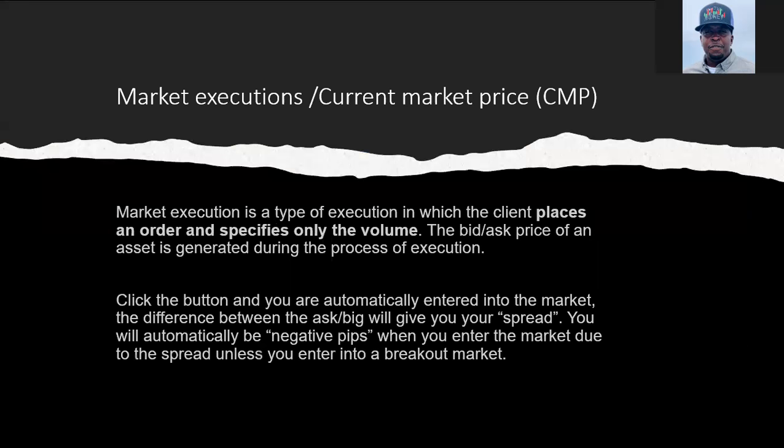All right, so market executions and current market price, CMP. A lot of times you'll see me put CMP, which means current market price. It means get right into the market. It means click the button, get right into the market. So market execution is a type of execution in which the client places an order and specifies only the volume. The bid and the ask price of an asset is generated during the process of execution. So to break this down, click the button and you are automatically entered into the market.